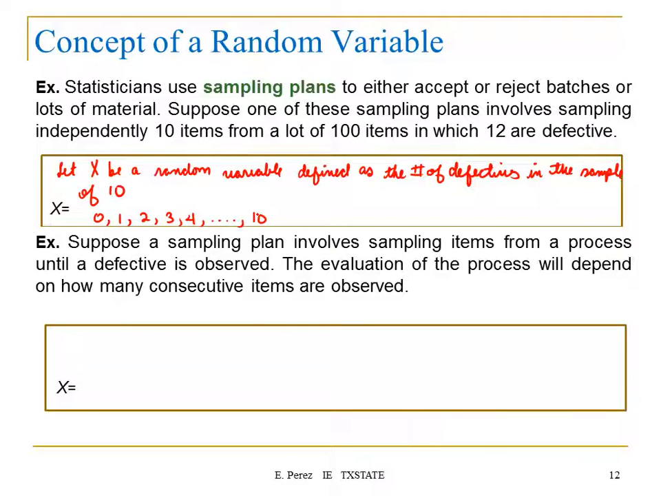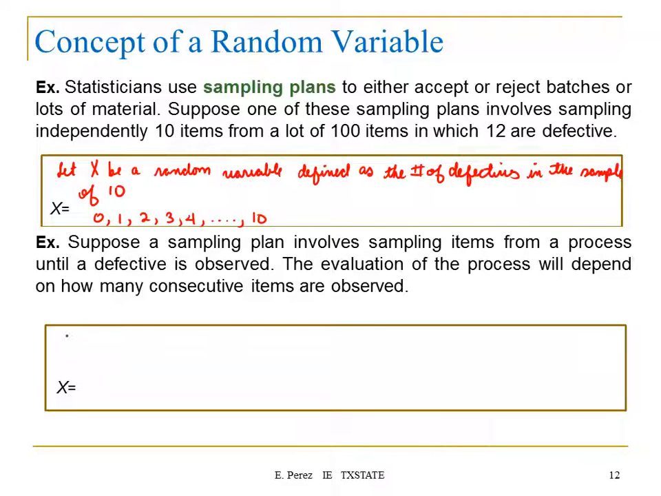Okay? Now, suppose that a sampling plan involves sampling items from a process until a defective is observed. The evaluation of the process will depend on how many consecutive items are observed. So this is a different way to define the random variable. Now we are interested in the evaluation and how many consecutive items are observed before a defective.